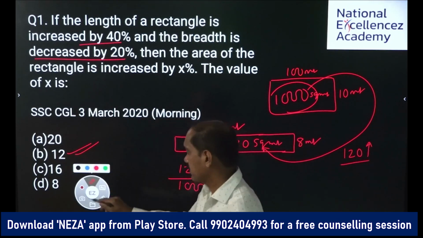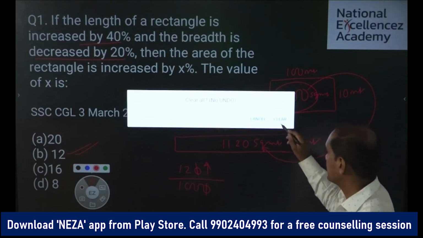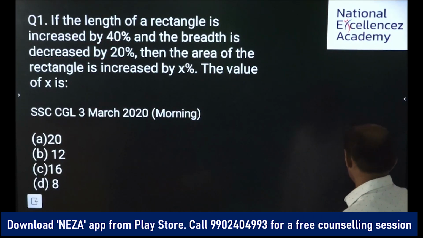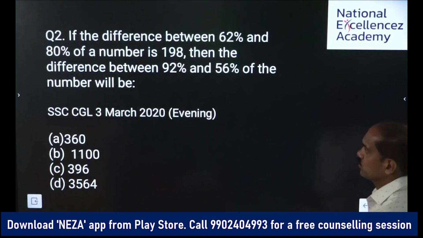12% is the net increase in its area in percentage. This is everything about the first problem. Moving on to the next one.